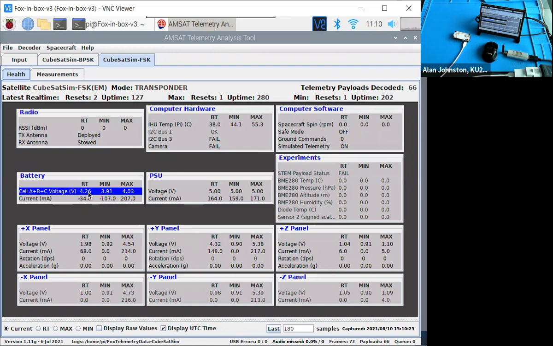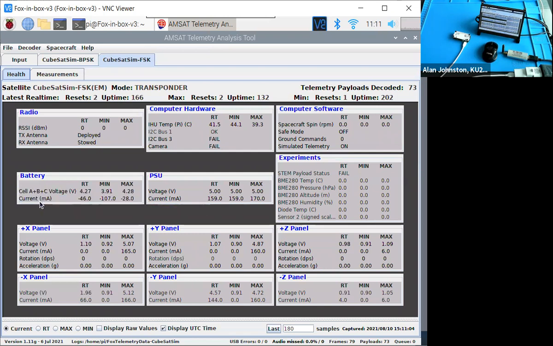Now we can watch to see what this voltage does over time, and to see if it, for example, increases or if it decreases. And that can give you a clue as to whether or not the batteries on the CubeSat are charging or whether they're discharging, right? Charging when power is coming in from the solar panels, and discharging is when there's no power coming in from the solar panels, and instead power is going from the battery to supply the CubeSatSim itself.